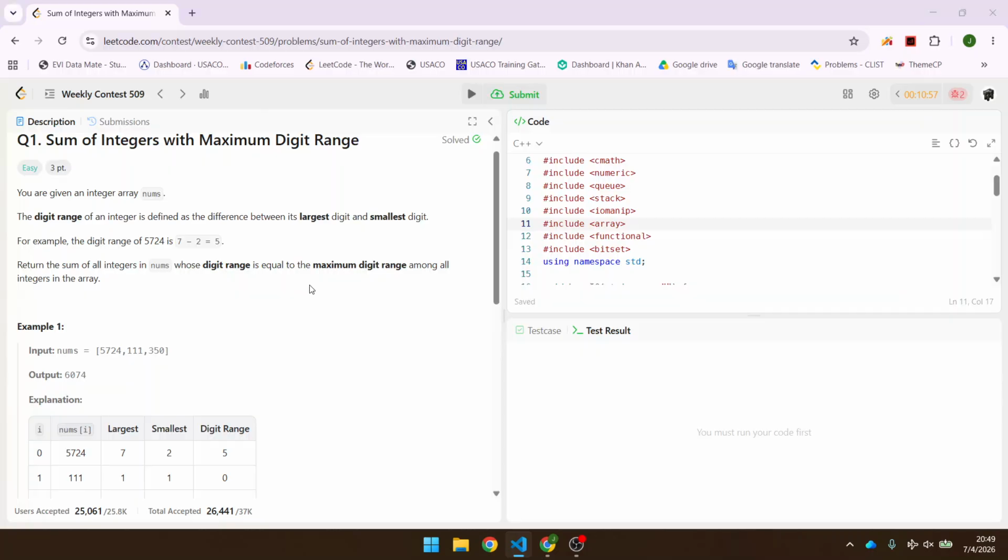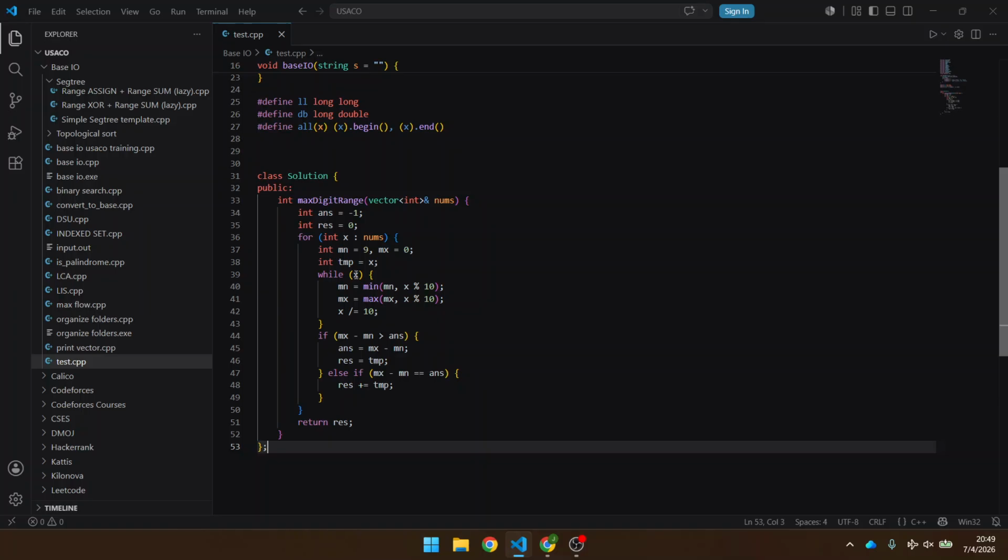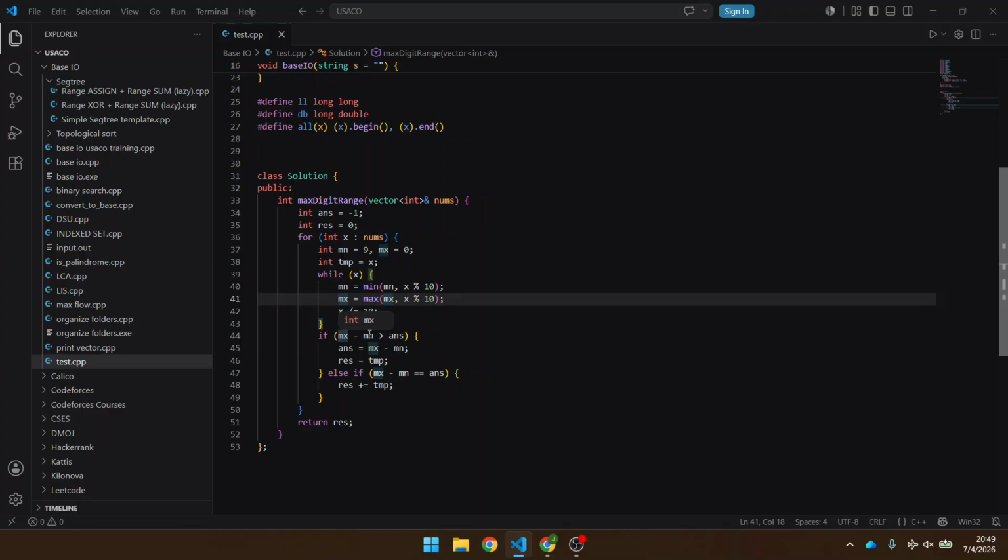The important thing is finding the digits, right? To do this, while x, the current digit will be x mod 10, and then x divided by equals 10. And then we keep track of our minimum and maximum, right? If the difference is greater than our current maximum difference, we change this current maximum distance. And then the new answer will be equal to TMP or the original x.